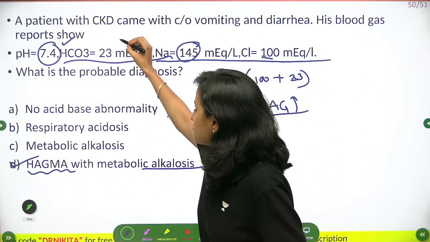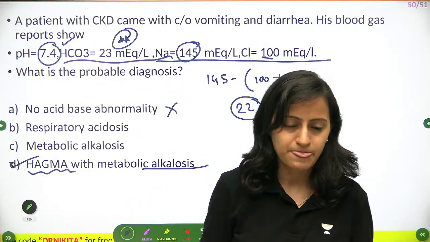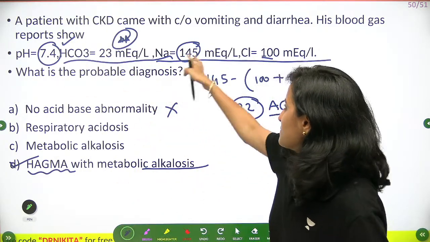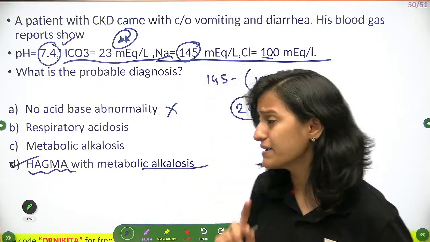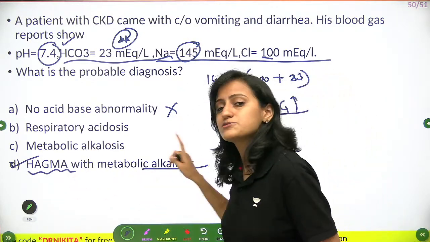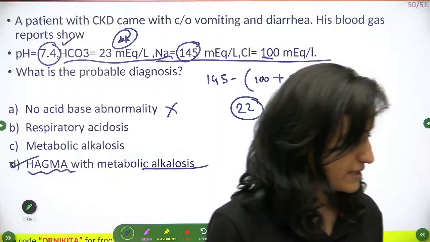Such kind of questions used to be frequently asked in AIIMS exam. They give a normal pH, along with that they give you these anion gap values. Okay? So it's a mixed acid-base disorder. Acidosis with alkalosis, both would be there.